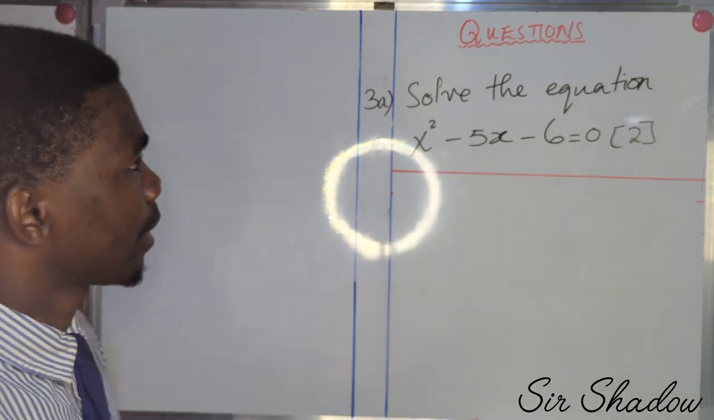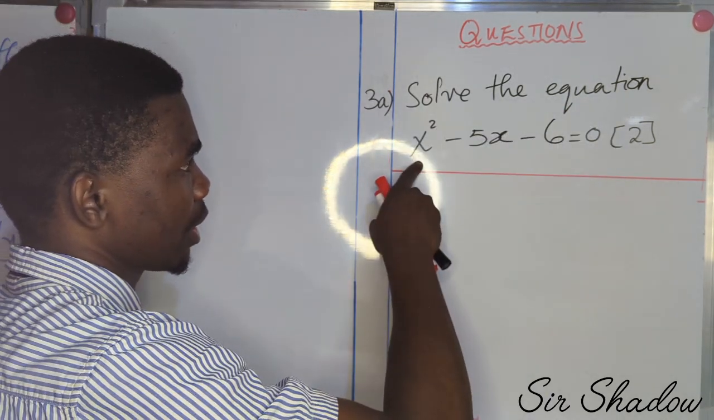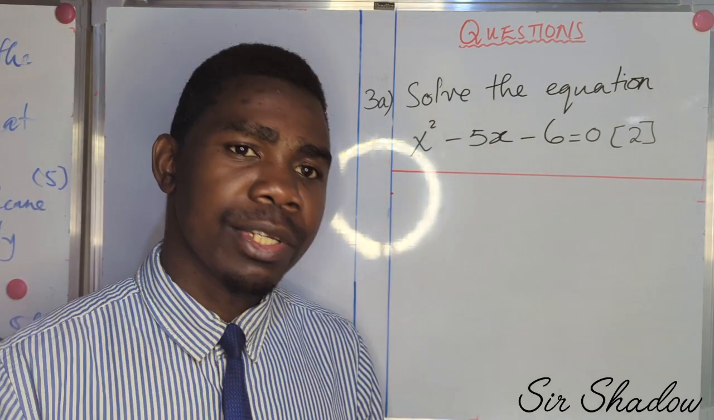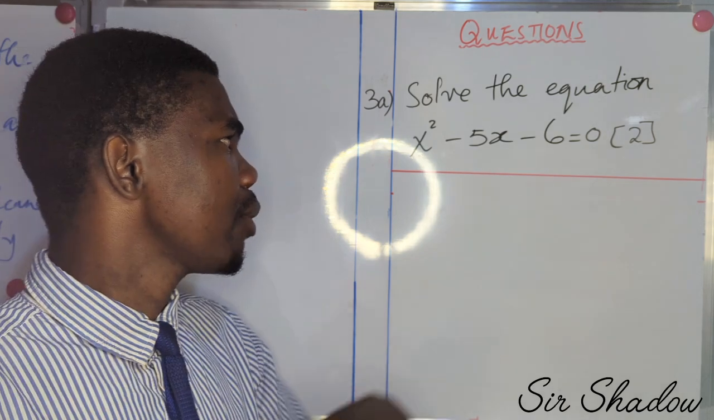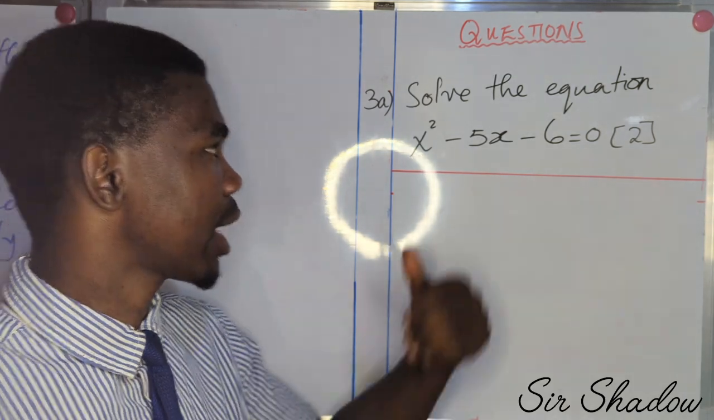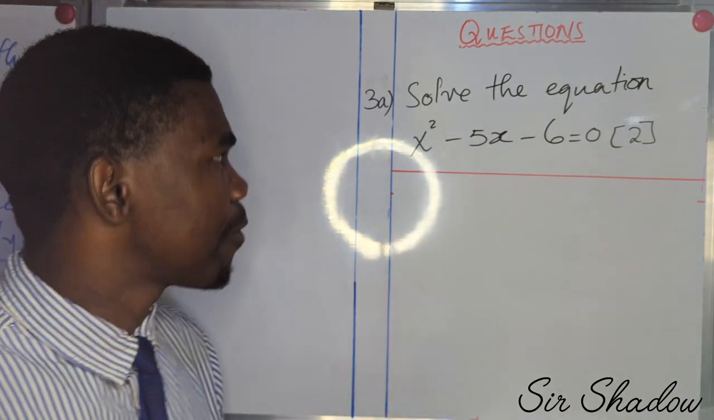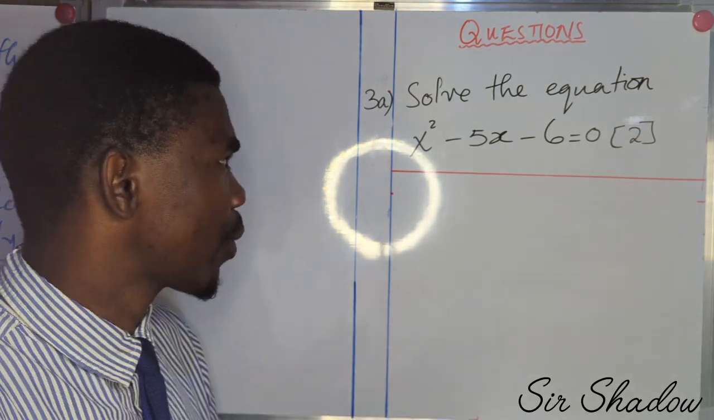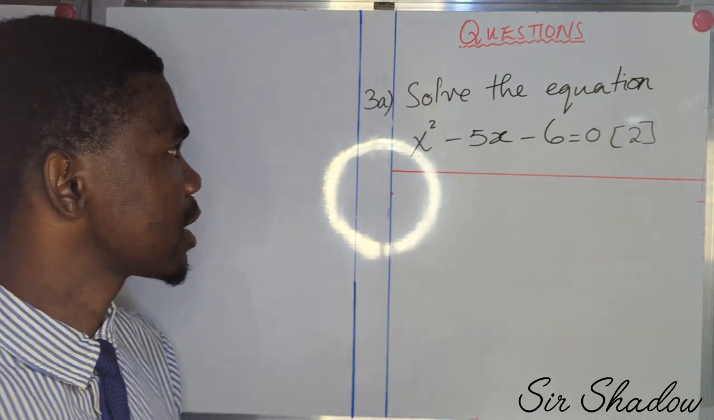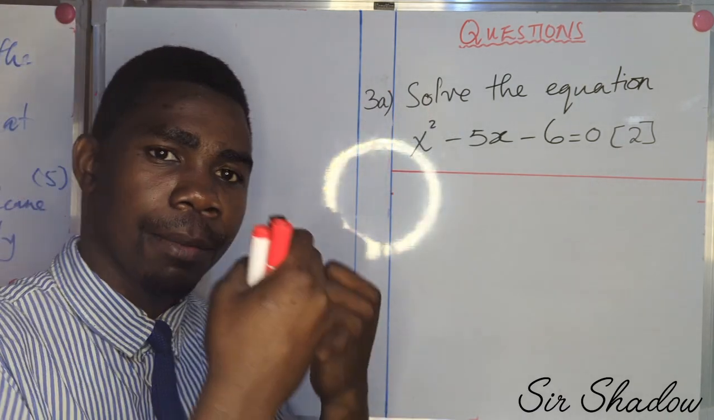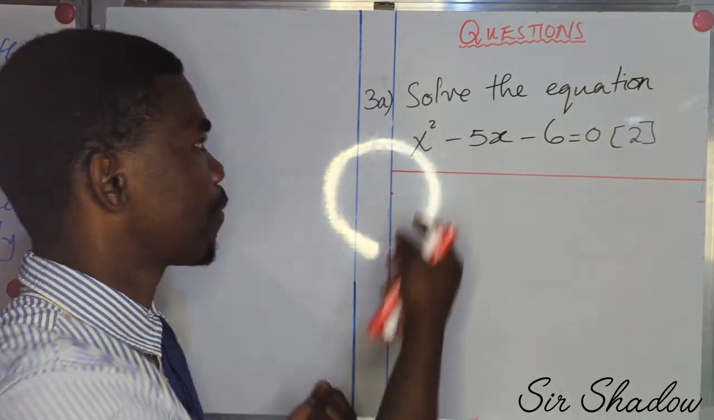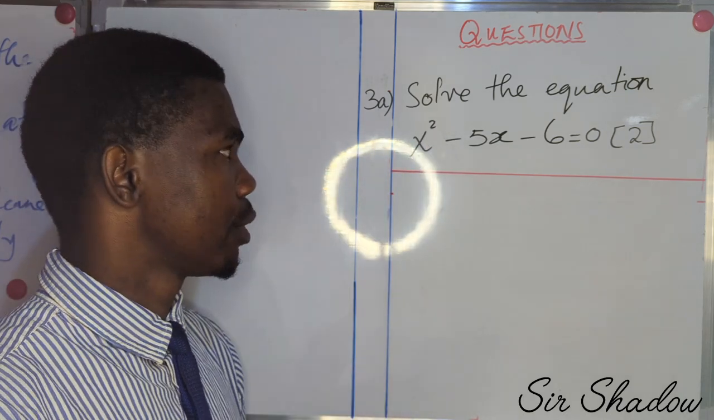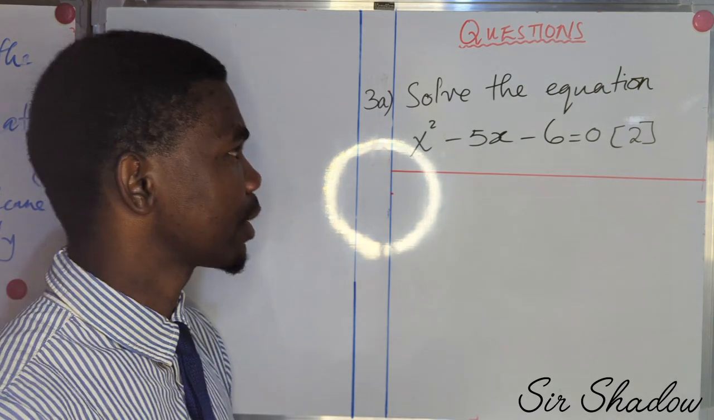Right, you are given a question and asked to solve it. X squared minus 5x minus 6 is equal to 0. Whenever you notice that the question you have been given is a quadratic equation. Why quadratic? Because the highest power of x is 2. So this one is a quadratic equation.